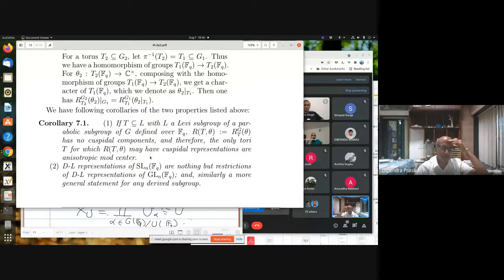Deligne-Lusztig representations for SL_n(F_q) are nothing but restrictions of Deligne-Lusztig representations of GL_n(F_q). This is a consequence of this business about isogeny that we were doing. And similarly, a more general statement holds for any derived subgroup.